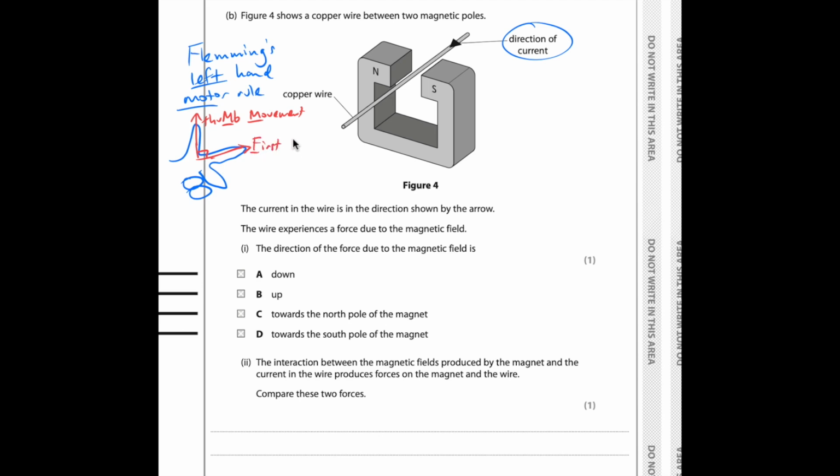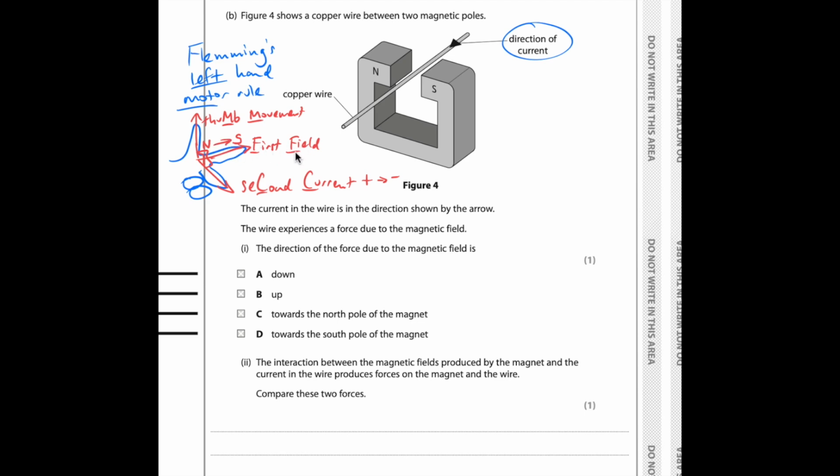First finger tells you the magnetic field, and the second finger, and they're all at 90 degrees to each other. The second finger shows you the direction of the current. Now that's conventional current, from positive to negative. And the magnetic field goes from knuckles is north, fingertips is south. So that shows you going from north to south.